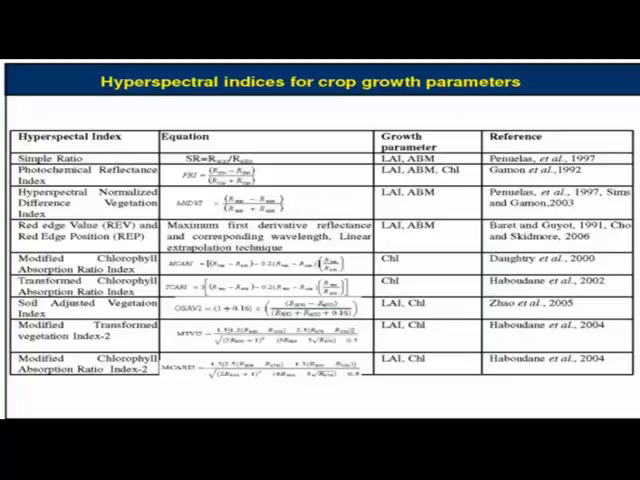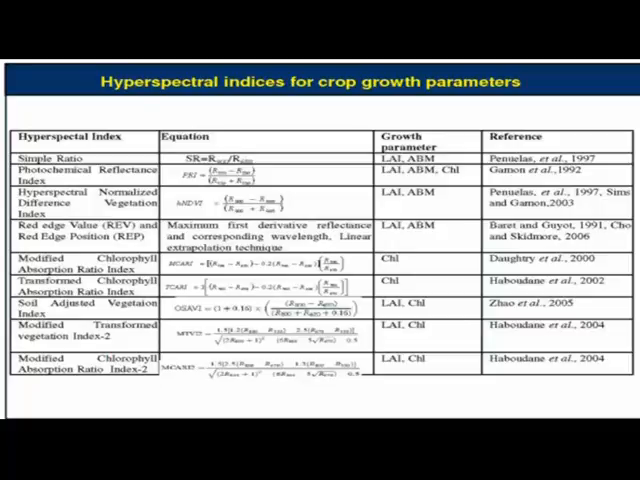The simple ratio, which is a hyperspectral index, is taken as the ratio of reflectance at 900 and reflectance at 680. There is another index called the photochemical reflectance index, that is PRI, which is taken at reflectance 550 and 530, a normalized index again. Then the hyperspectral normalized difference vegetation index, simply the NDVI.